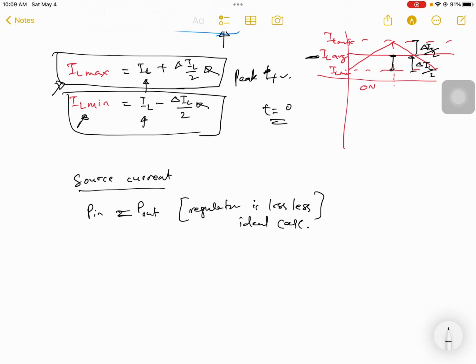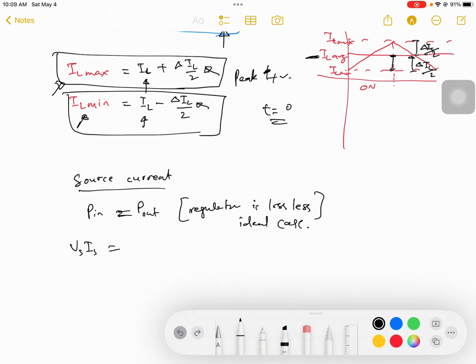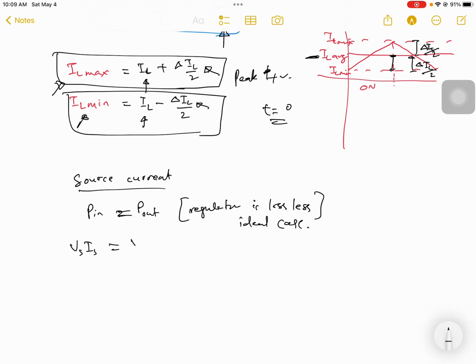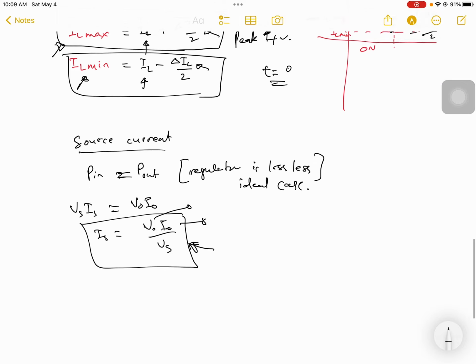Now for this, input power can be given by VS IS, and output power is given by VO IO. So IS can be written as VO IO by VS. This is your very generic formula, and if you want to replace the VO or IO, you may do it, and then we can reduce this formula further.